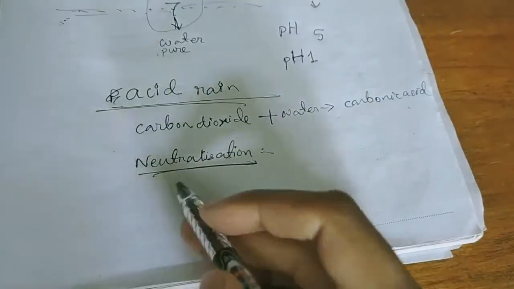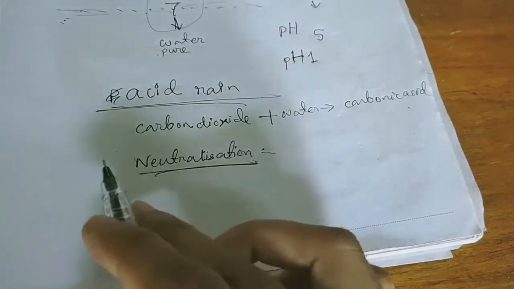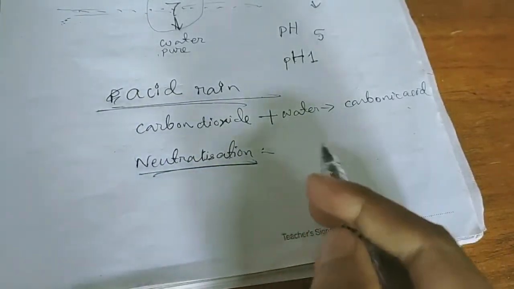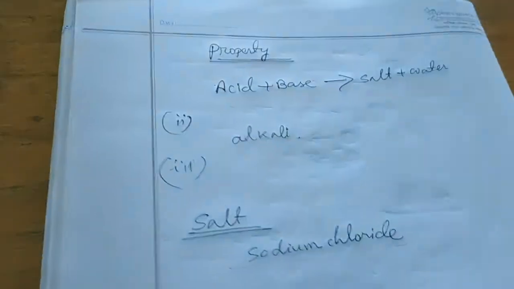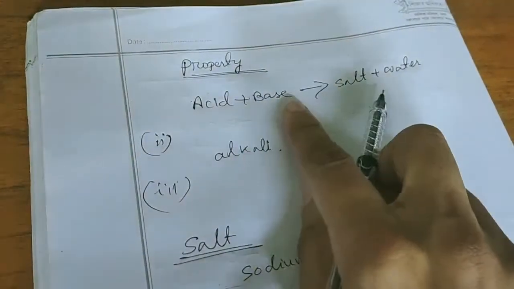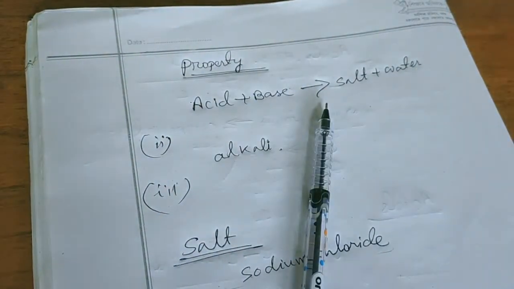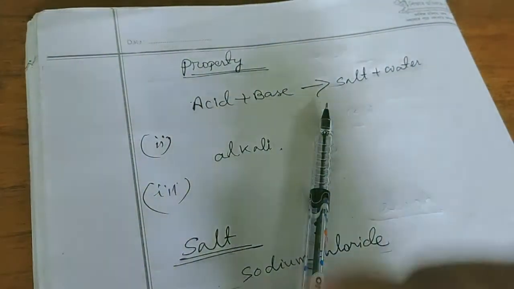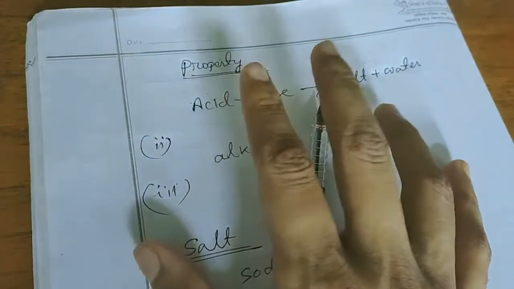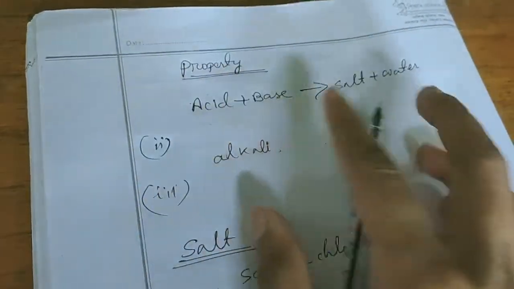The next point is neutralization. A neutralization reaction is when acid and base react. When acid and base react, they cancel each other's properties, meaning they neutralize each other, and this is called a neutralization reaction.